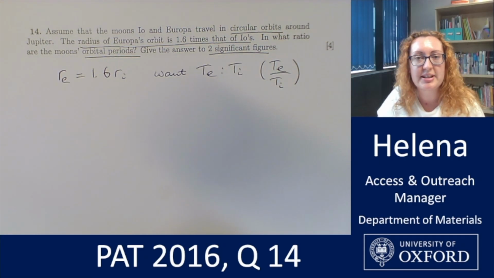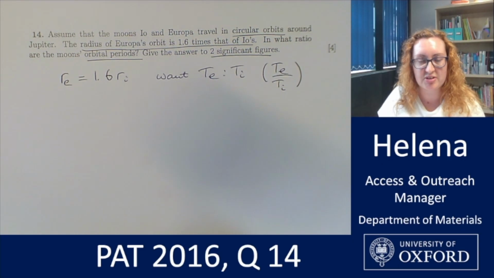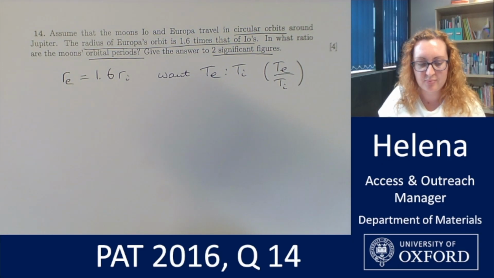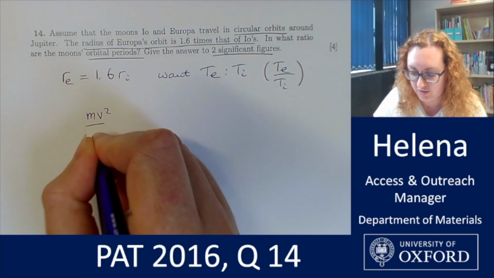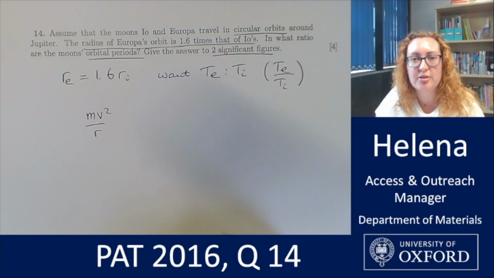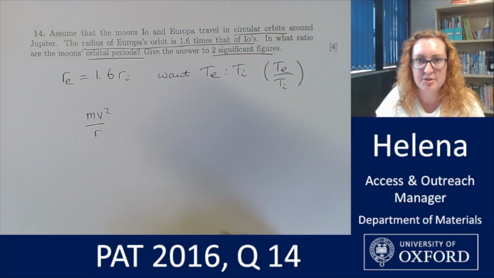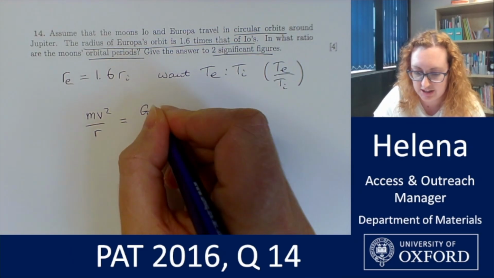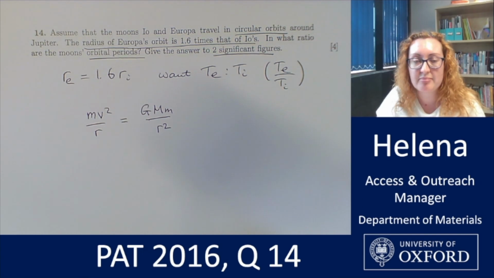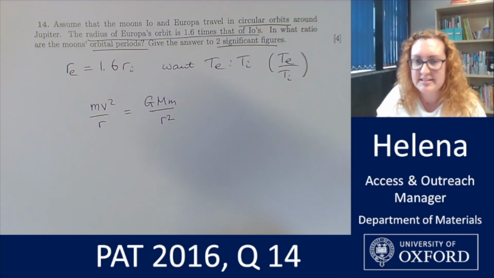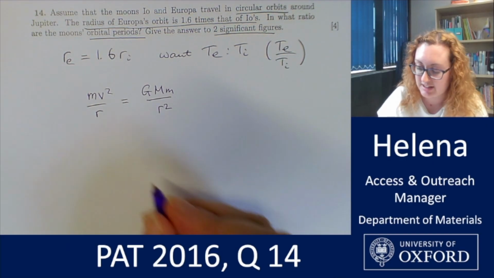Now you might remember this relationship, but I'm going to talk it through from first principles. Thinking about the forces acting during this circular orbit, you have the force towards the center of the orbit due to the circular motion, which is mv squared over r. For a stable circular orbit, that's balanced by the gravitational force acting between the two objects, so GMm over r squared. Again, you might remember that, but I like to think about it from first principles in order to derive it. Now let's think about the orbital period of these orbits.